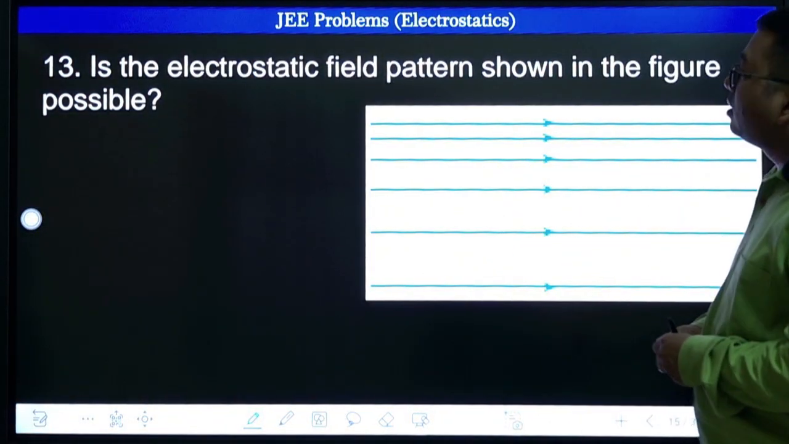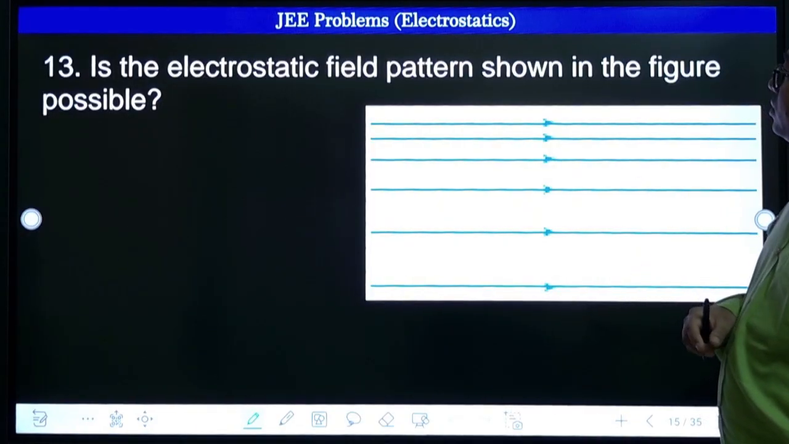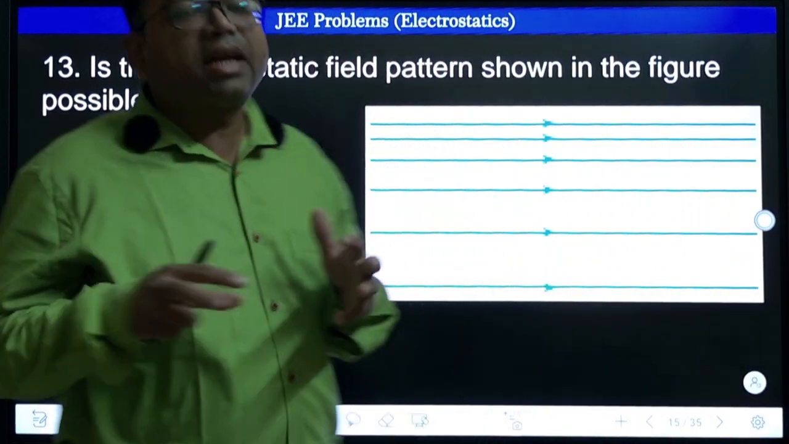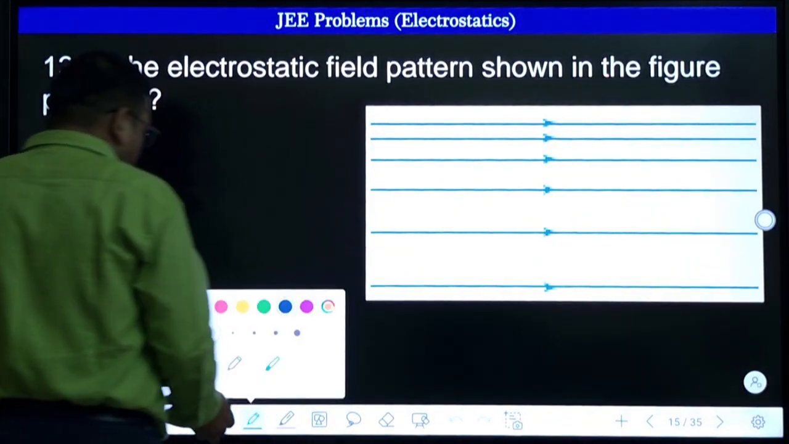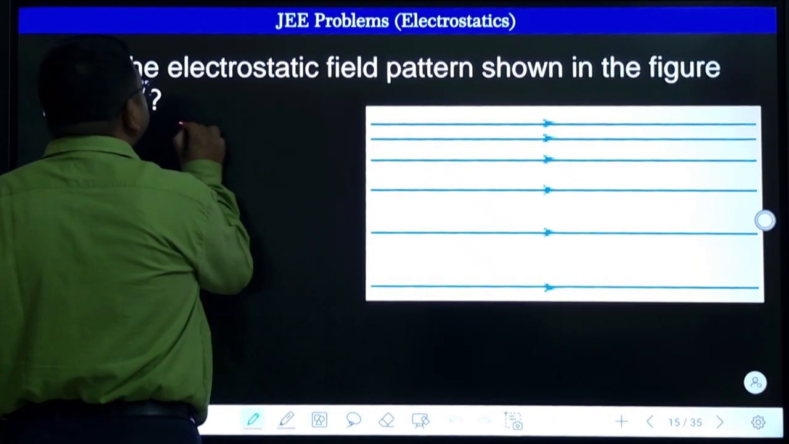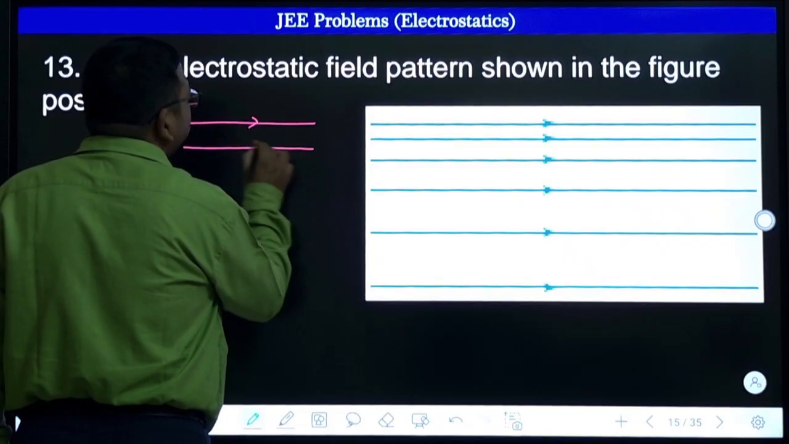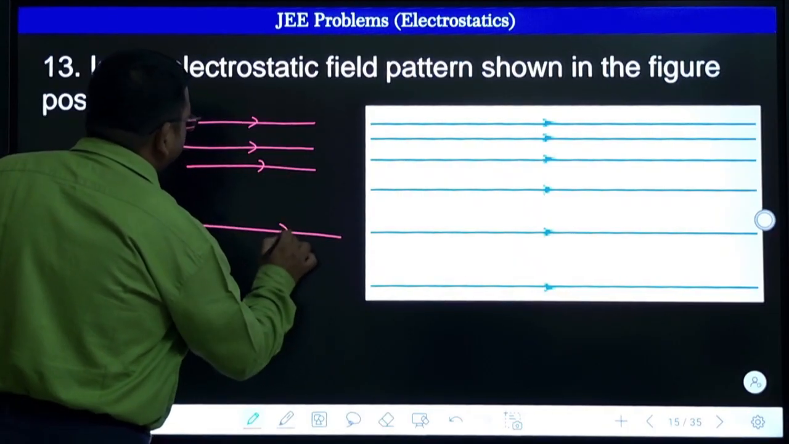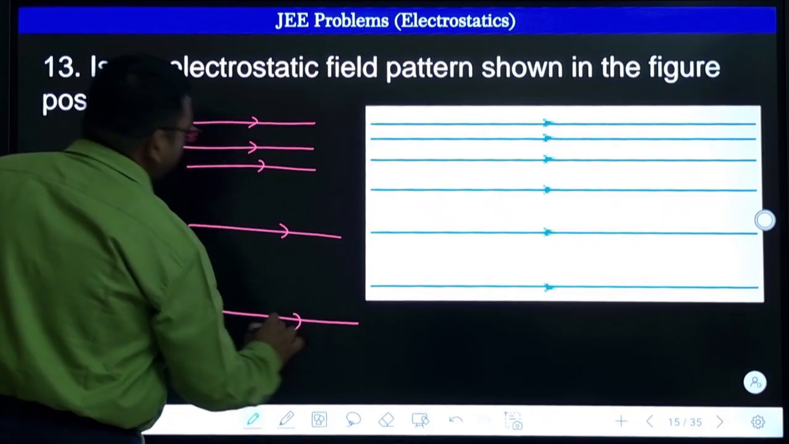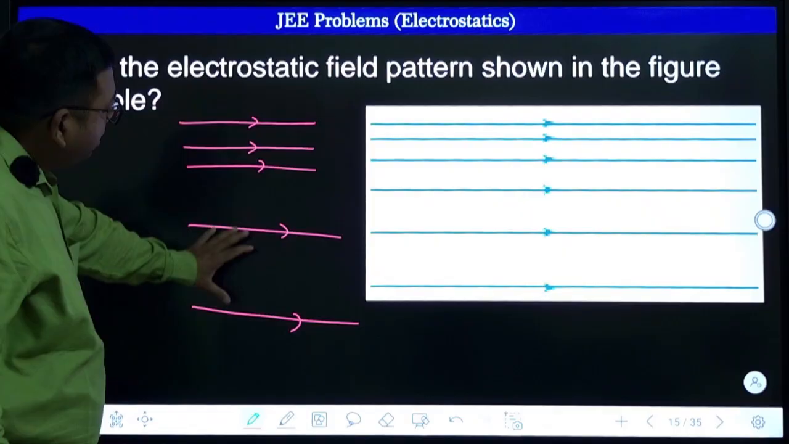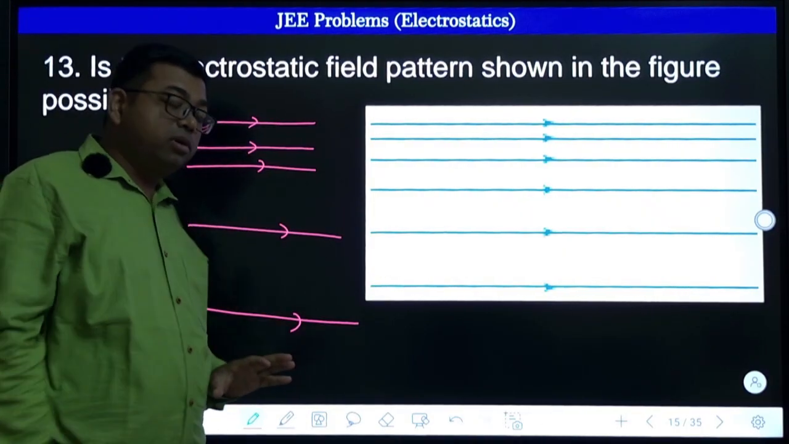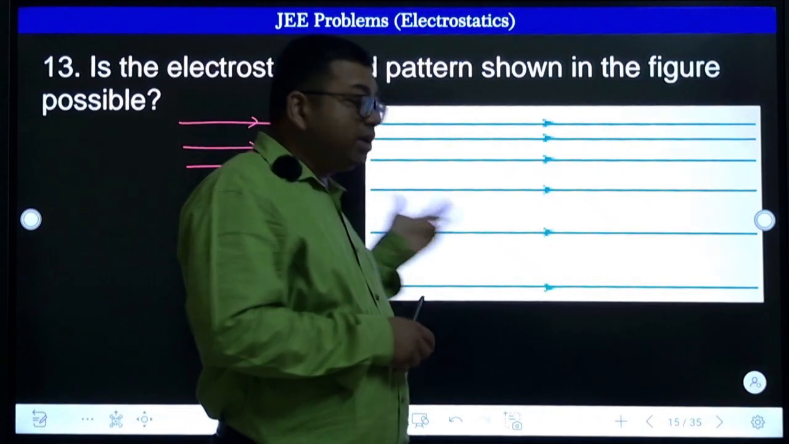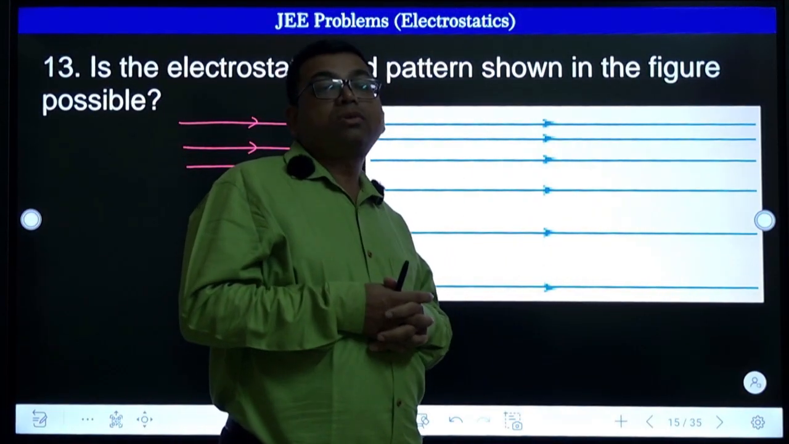Question number 13. Is the electrostatic field pattern shown in the figure possible? Now the question is, is this kind of field pattern possible or not? Let us try to understand this. Here we can see that some of the field lines are drawn closer, and then here the field lines are farther. Here field lines are closer, here field lines are farther. Is it possible or not? Generally, when the field lines are parallel, it means a uniform field. Here also the field lines are parallel. So does that mean it is uniform?